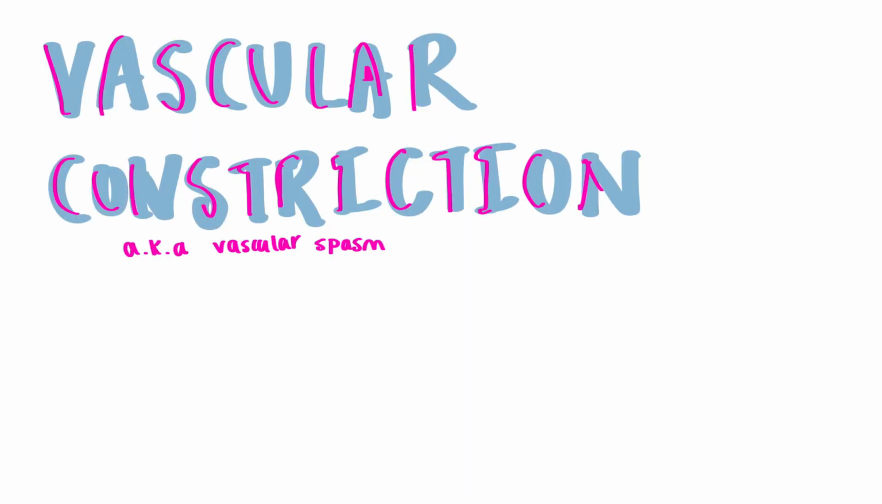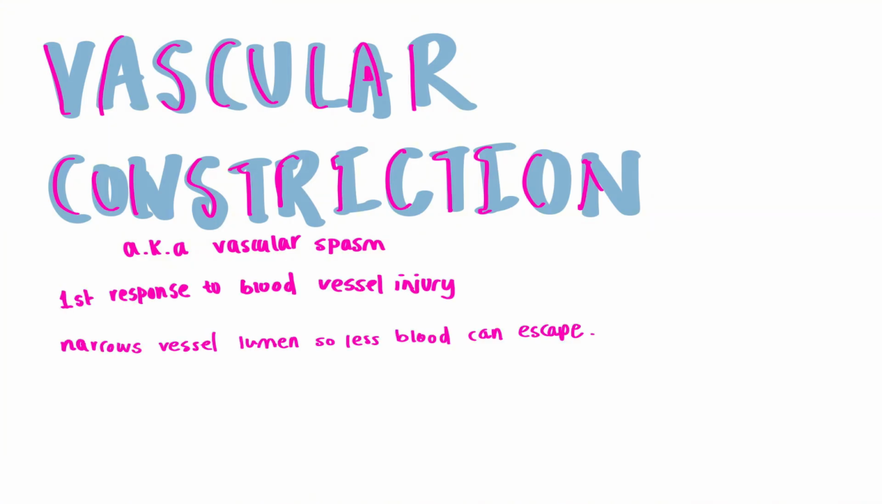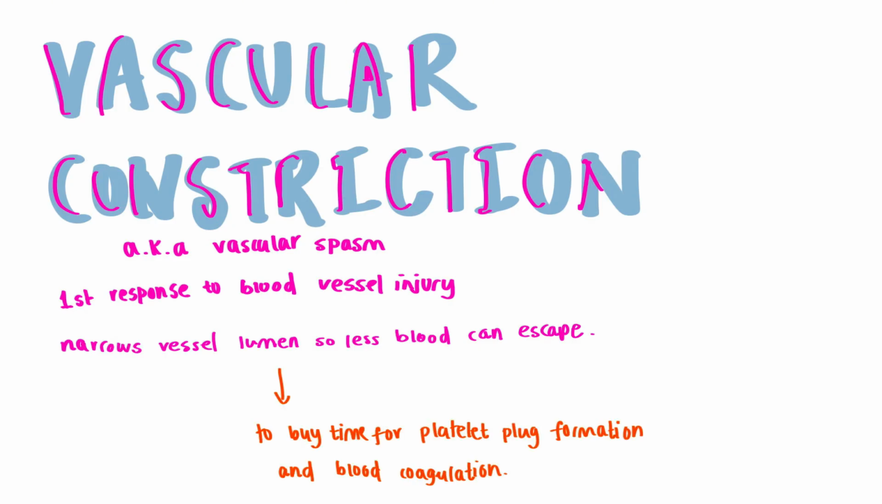So starting with vascular constriction, which is also called vascular spasm. These two terms mean the same thing. This is the first response to blood vessel injury. What happens here is that the vessel lumen narrows, so less blood is able to escape. Remember, the goal of hemostasis is to stop blood loss. The purpose of this vasoconstriction is to buy time for the next steps, platelet plug formation and blood coagulation.